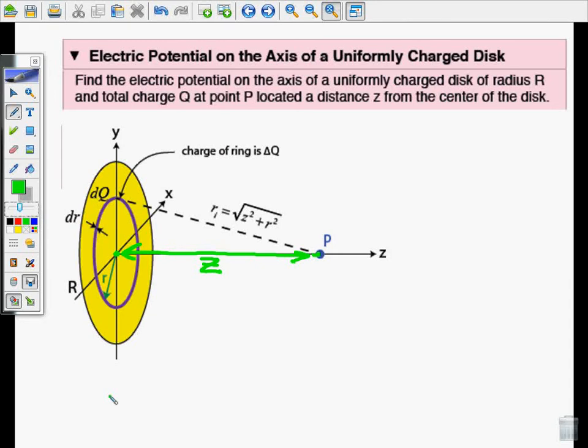So we know what it is for a ring. Do we just integrate from 0 to r to get all the rings? Exactly. That's exactly what we're going to have to do. We'll do it piecemeal, ring by ring.